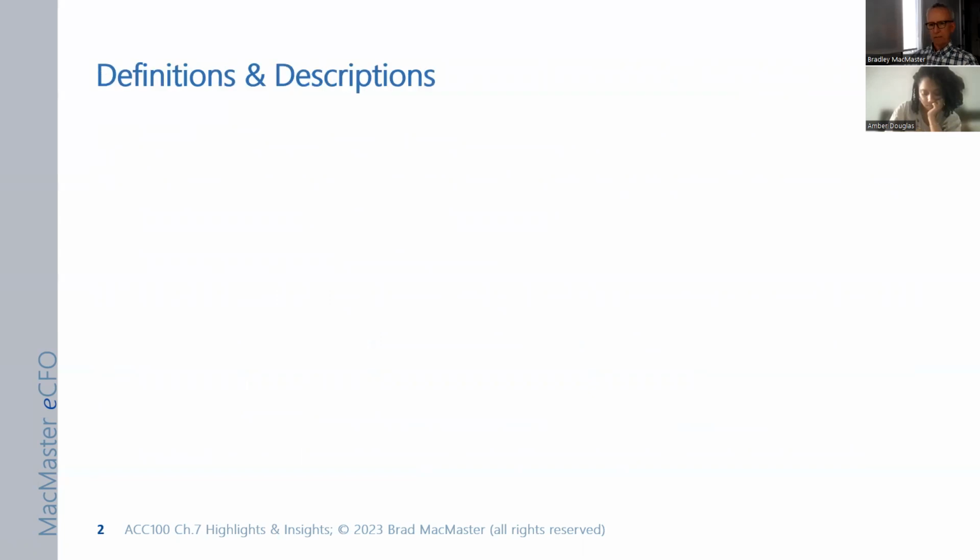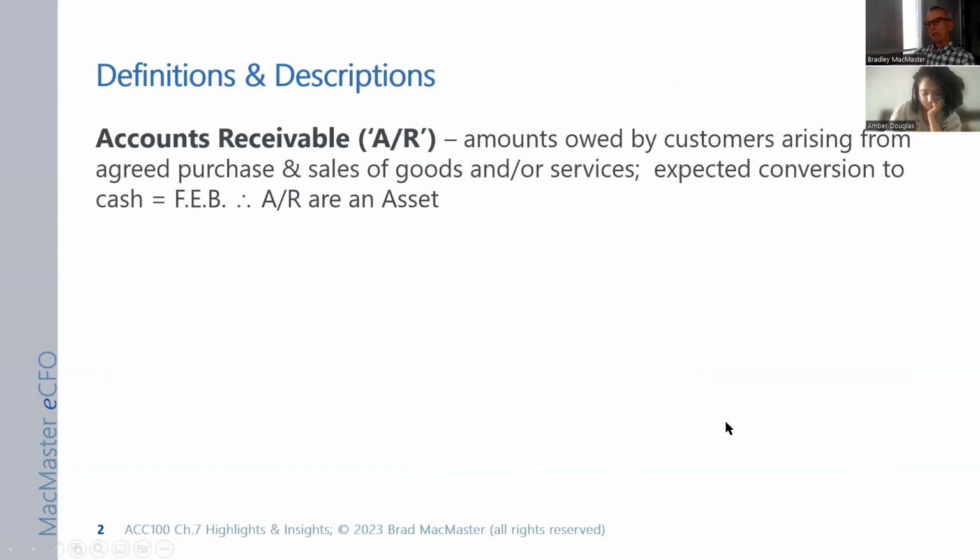All right. So accounts receivable, they represent amounts that are owed to the business entity by their customers and arise from agreed purchase and sales of goods and or services. This is a promise issued to the business entity in exchange for the provision of goods or services, and the business entity obviously expects to convert that promise to cash by collecting the account receivable, and the amount that they expect to collect is called the future economic benefit, which I'm abbreviating here to F.E.B.